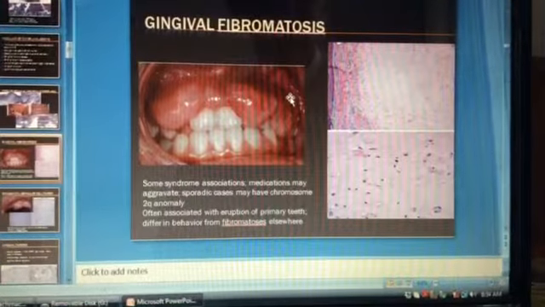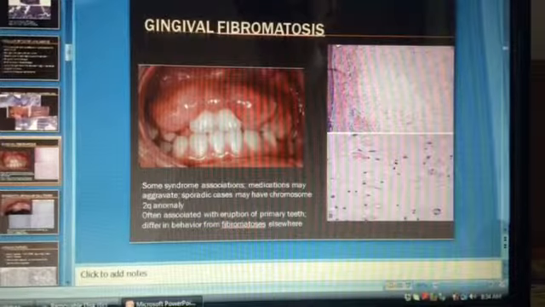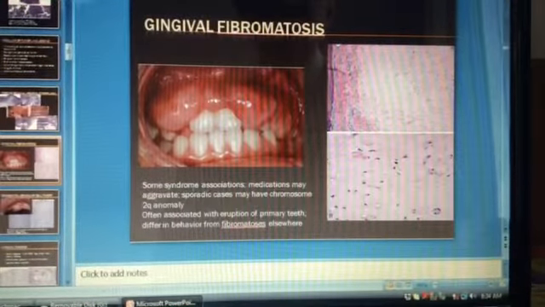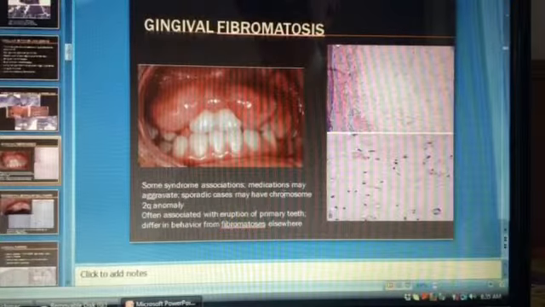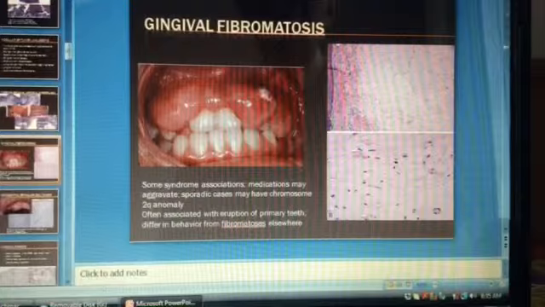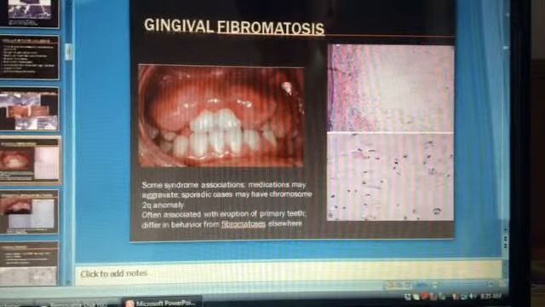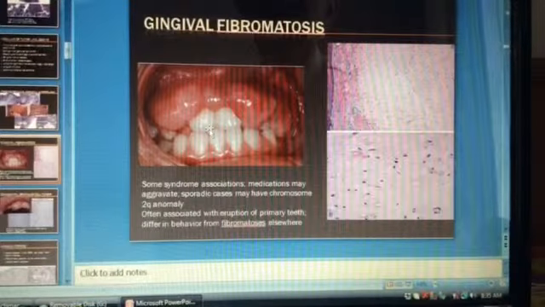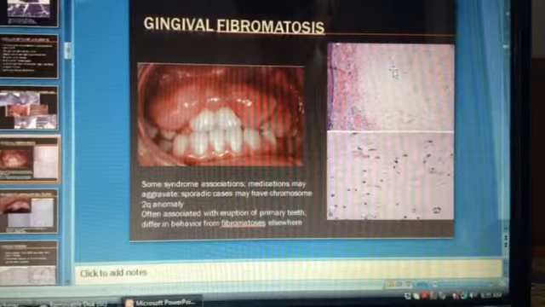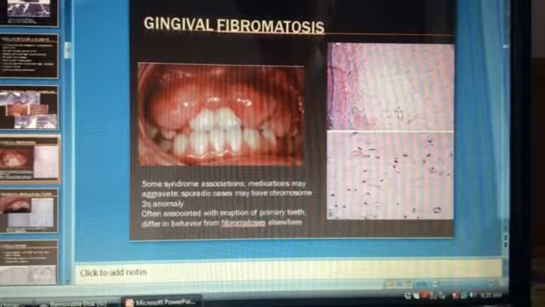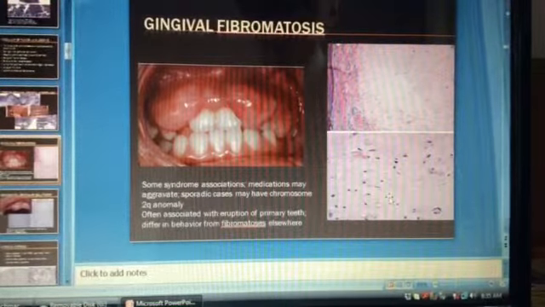Gingival fibromatosis is an unusual lesion. Sometimes it's associated with syndromes, some inheritable syndromes, and particularly patients who are on anticonvulsant agents, phenytoin and so forth, may aggravate this process where you get this hyperplasia right along the gum line of the gingiva. Now, in contrast to fibromatosis elsewhere, this does not tend to be hypercellular and has somewhat of a different histologic appearance, even though it has the same name.